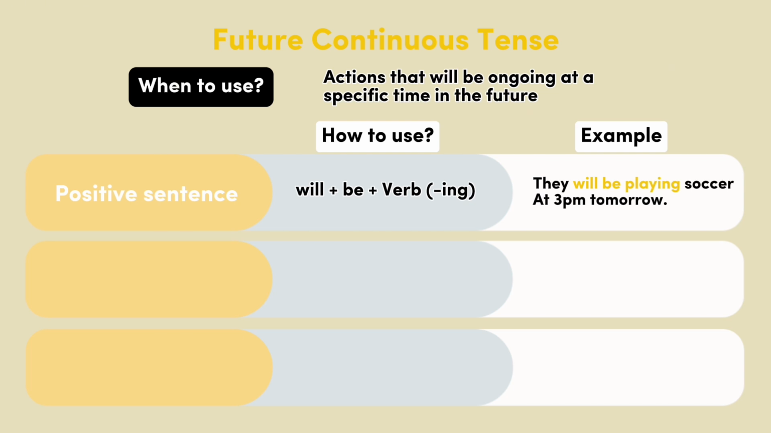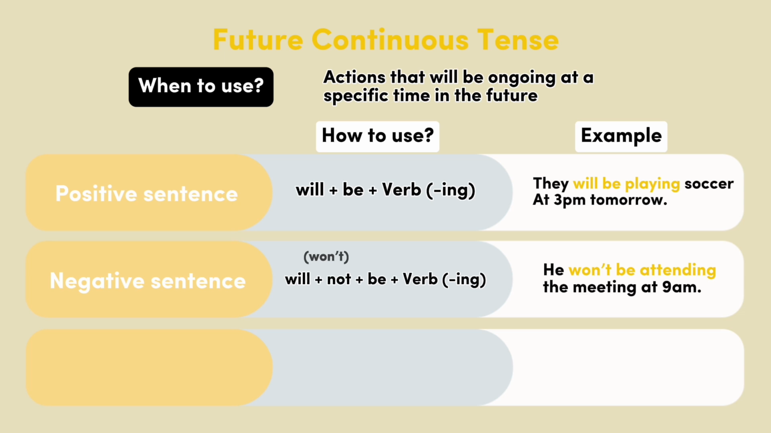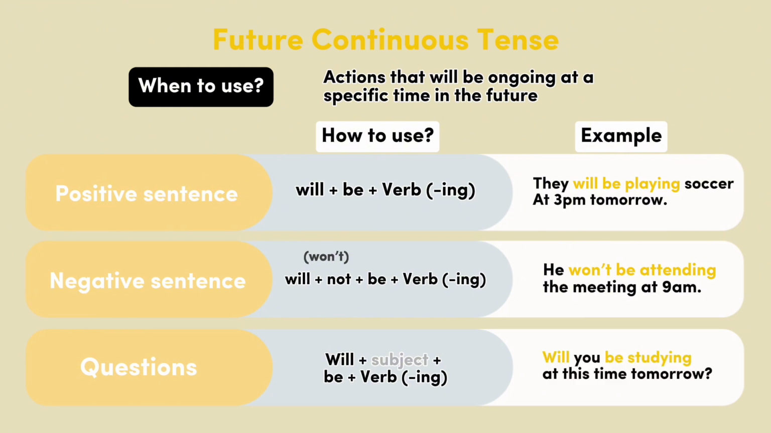Tomorrow. Negative sentences: will not plus be plus base form ing of the main verb. He won't be attending the meeting at 9 a.m. Questions: will plus subject plus be plus base form ing of the main verb. Will you be studying at this time tomorrow?